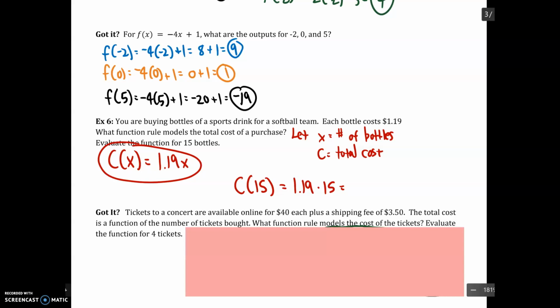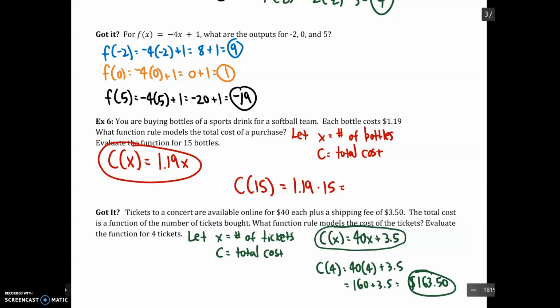For the last one, we just want to do those same two things. We're looking for two parts of that question. Just like before, we want to represent that with a function rule and then also evaluate that if we're buying 4 tickets. There is a way to consider this, I think, if you think of each ticket in this situation as having a separate shipping fee. That is something to consider here. I just considered it as one straightforward shipping fee. So this is what I chose to model that function with.